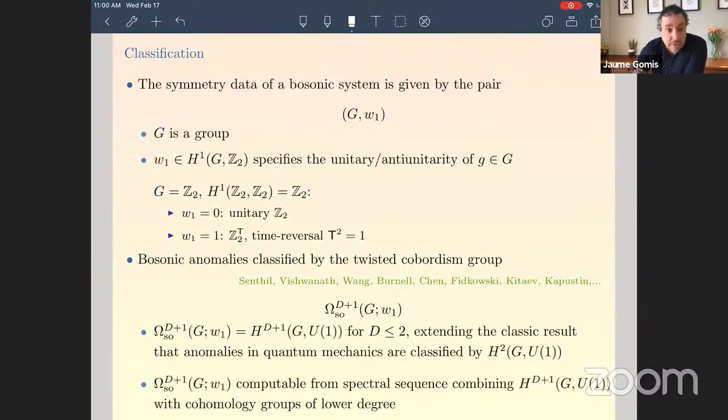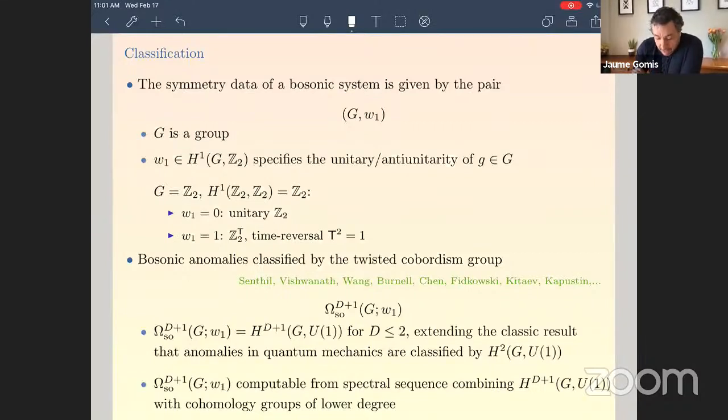In order not to sound abstract, consider the group G to be Z2. The types of transformations you can have, unitary or anti-unitary, are labeled by this H1, which is a Z2. Now, if W1 is 0, you just get the standard unitary Z2 symmetry, while if W1 is 1, then you have the Z2 time reversal symmetry. So W1 tells you whether the symmetry is unitary or anti-unitary.